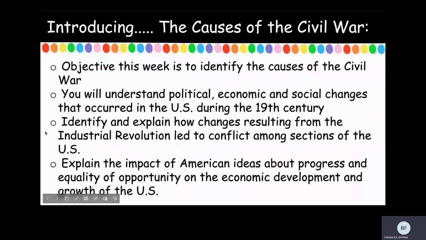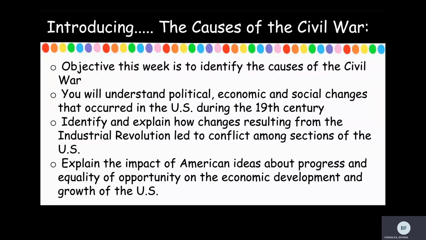So, kind of introducing the causes of the Civil War. I say kind of because we're not quite going to get to all the answers. We're not going to get to what the causes actually are today because I want you guys to focus on the vocabulary today. I will, however, introduce to you what you're going to find and be doing throughout this week with the causes of the Civil War unit.